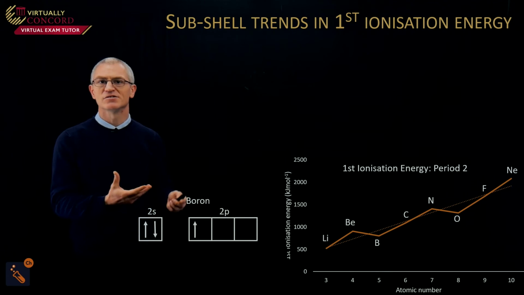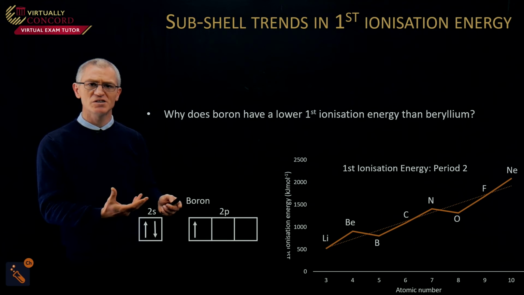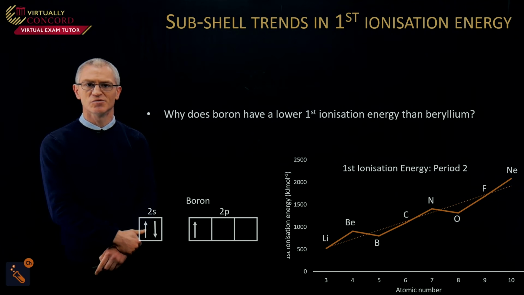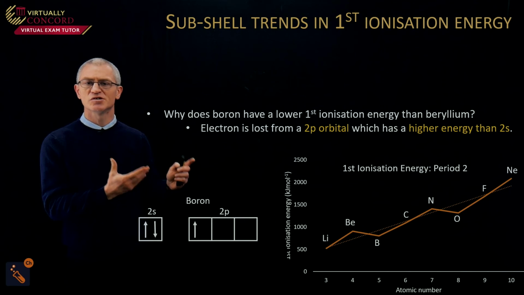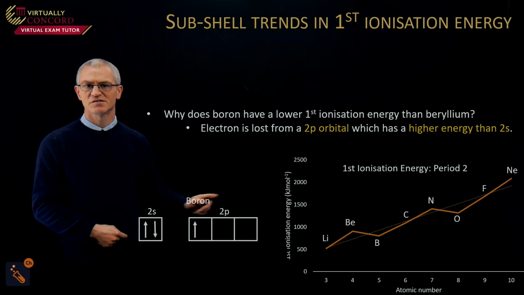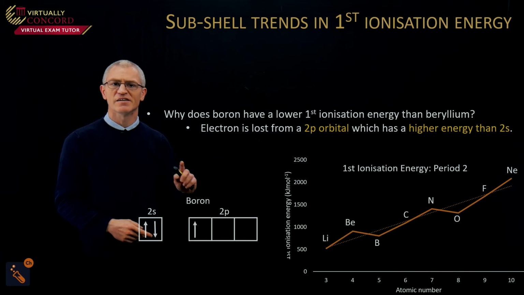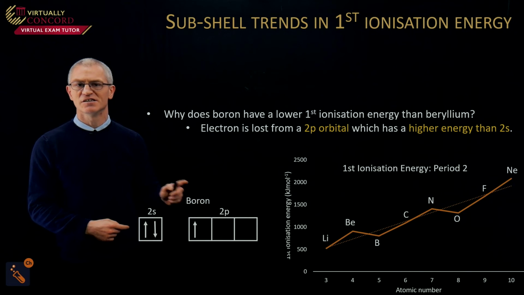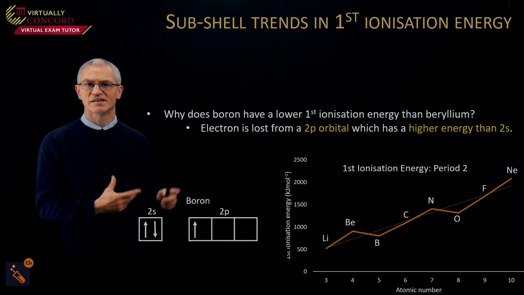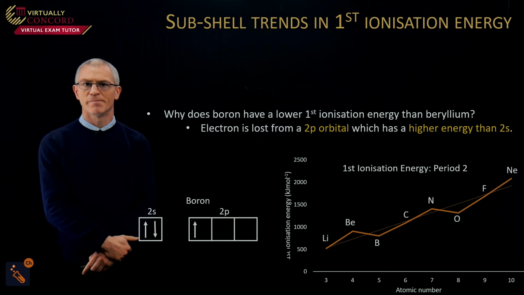So essentially, if we put that into an exam answer, why does boron have a lower first ionization energy than beryllium? It's because the electron is lost from a 2p orbital, so we're losing it from this orbital here, okay, and that orbital has a higher energy than the 2s. And that's how you do it in an exam.